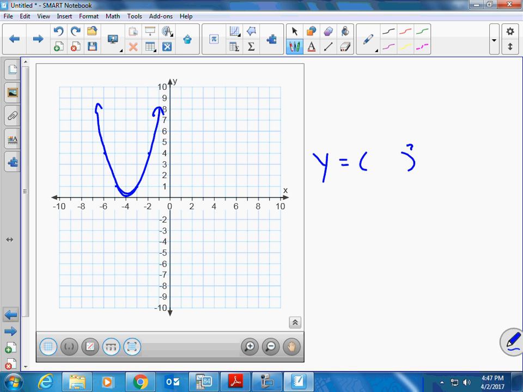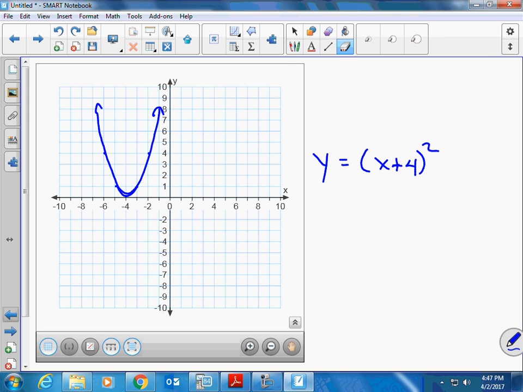Does something go inside parentheses like that, or does something go out here? Does something inside here cause my graph to go left and right, or does something outside the square cause my graph to go left and right? Well, it's inside. Next question. Do I put x plus 4, or do I put x minus 4? Does that make my graph go left 4? No, that makes my graph go to the right 4. That makes my graph go left 4.